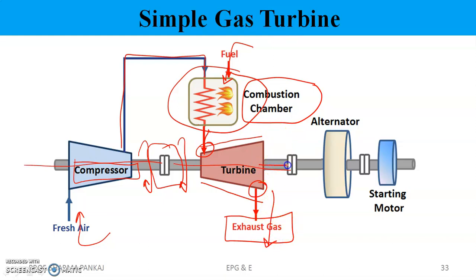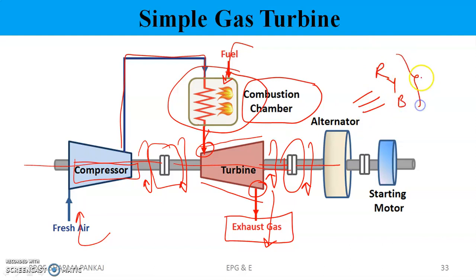The shaft of turbine and the shaft of alternator are coupled just to have the same relative rotational motion. And this alternator is actually giving you RYB induced EMFs, and this is having a load starting motor.